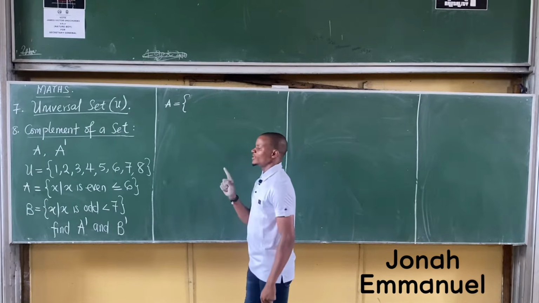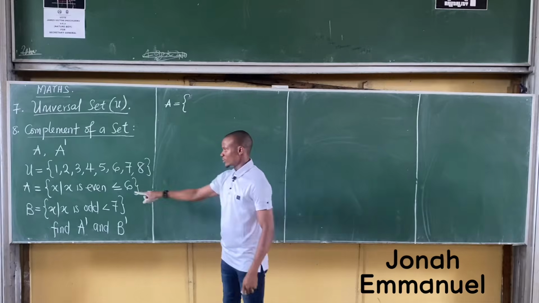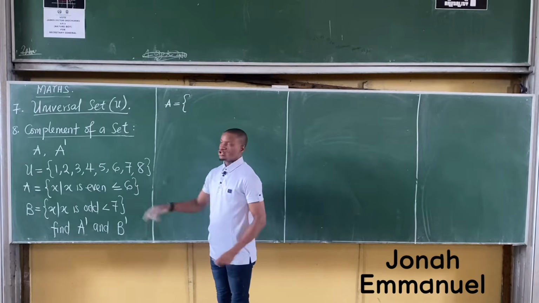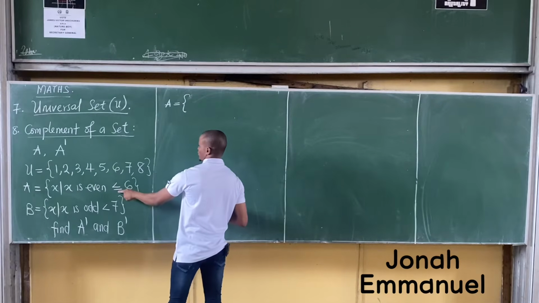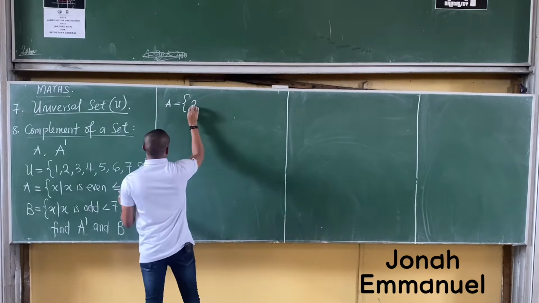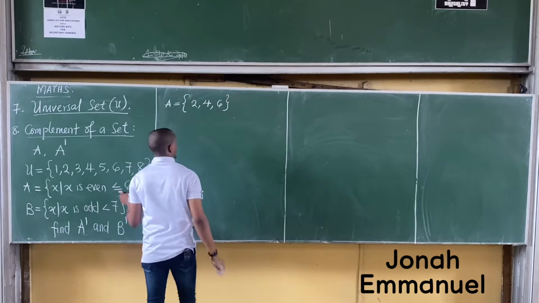When it comes to listing A, will I add 6? Yes or no? Yes. Why? Because of the 'equal to'. So my even numbers are 2, 4, and I'll add 6 because it's an even number. So 2, 4, and 6. This is my A.